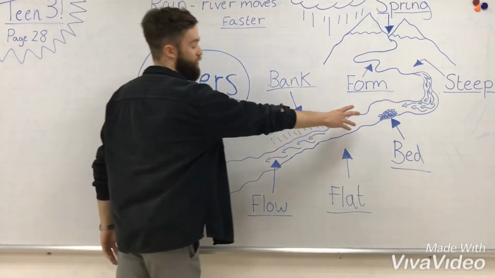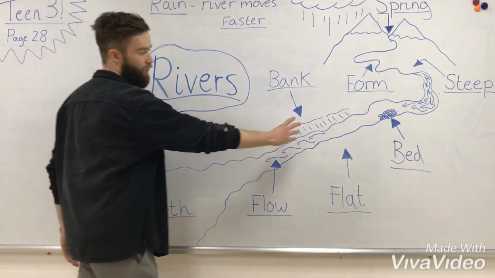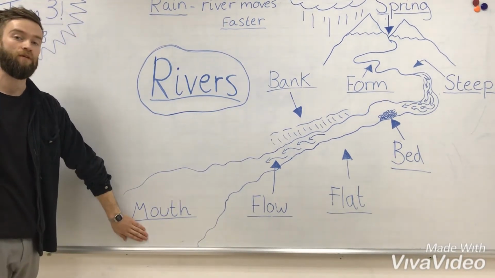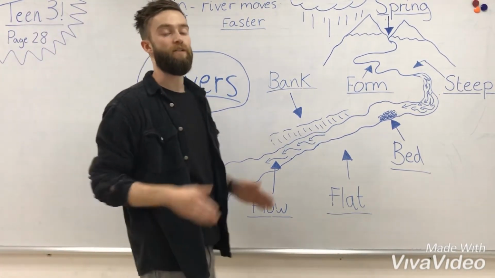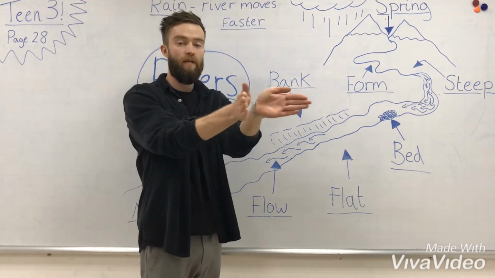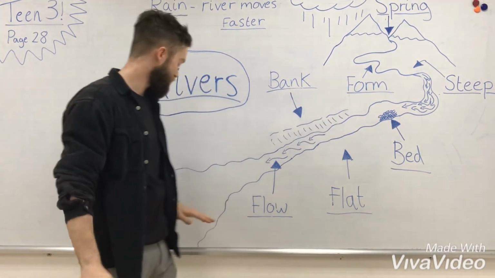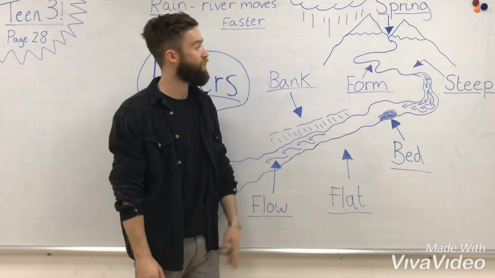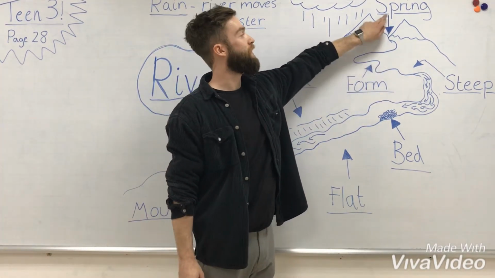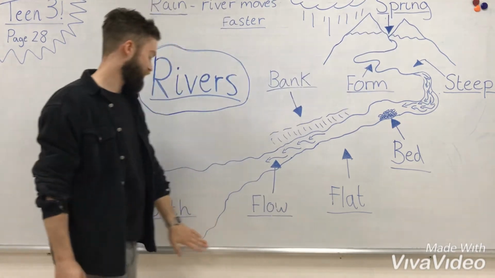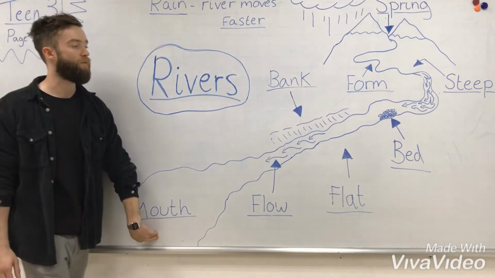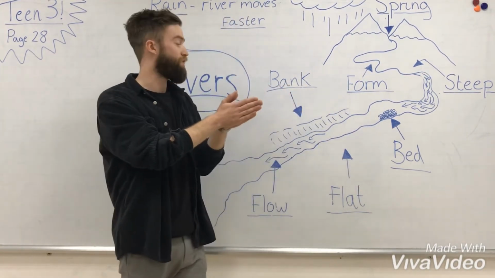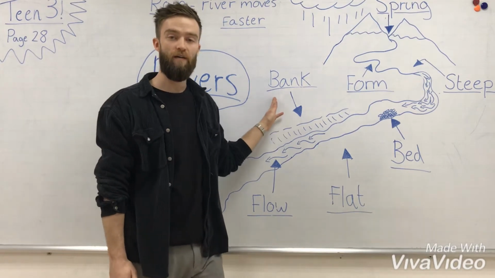Now, if we go to the bottom of the river, down past the bed, along the banks, we get to the mouth. The mouth of the river is when the water opens up into the ocean, okay? This is called the mouth of the river. So, just to review, this is where a river starts, in the spring. This is where the river ends, at the mouth. The bottom of the river is the bed, the side of the river is the bank. Okay? Good.